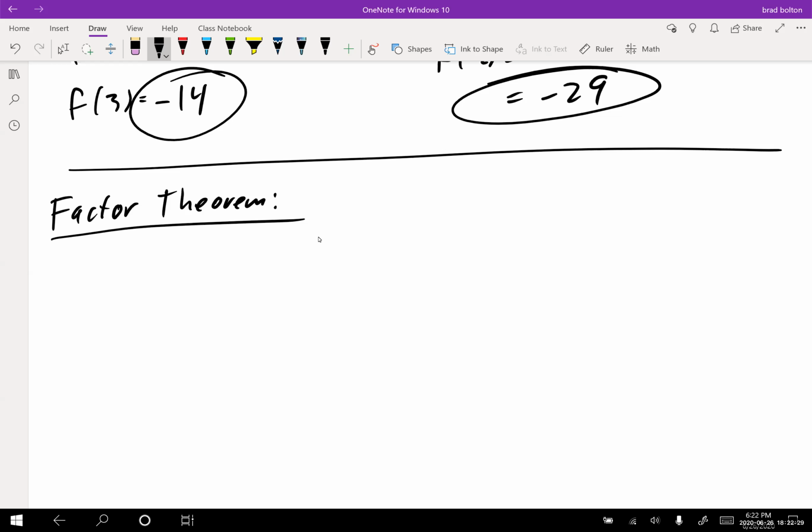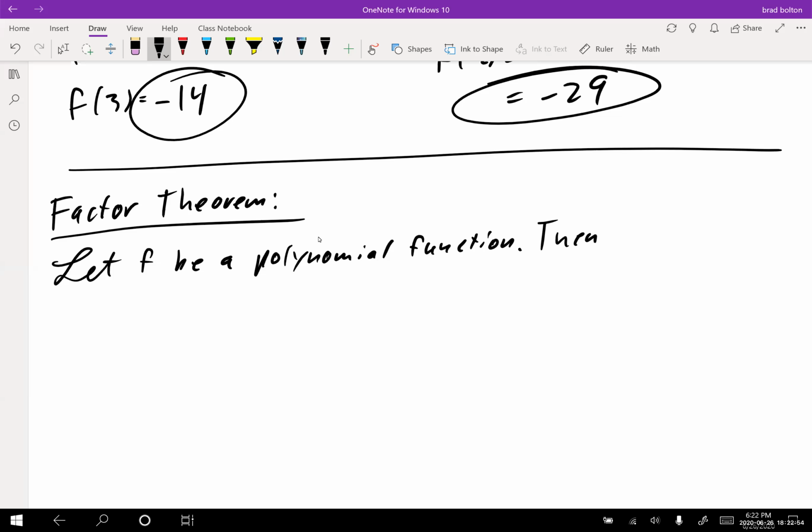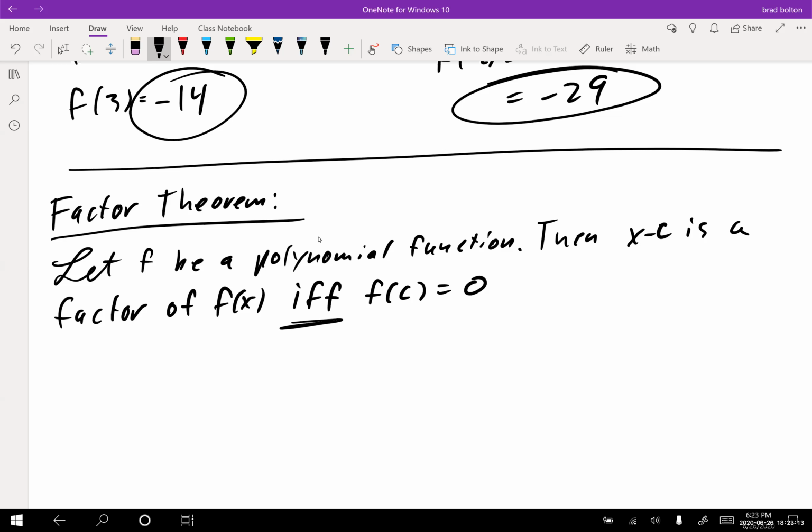Okay, so the factor theorem says let f be a polynomial function, and then it says x minus c is a factor of f of x if and only if f of c equals 0. Okay, this is not a typo. This is how I write if and only if.